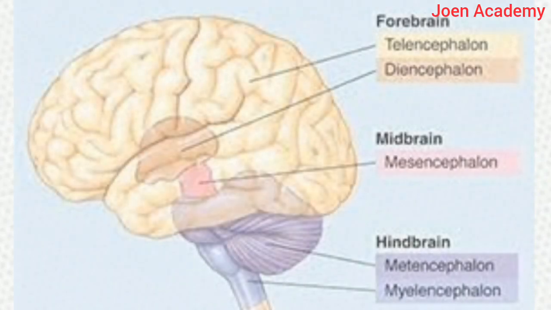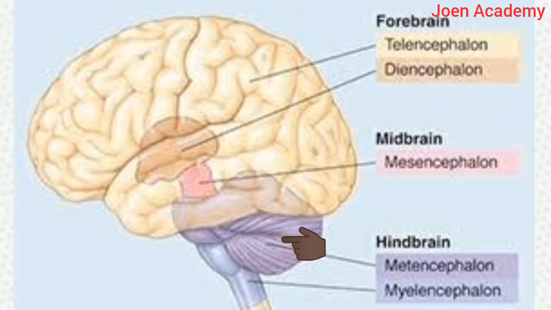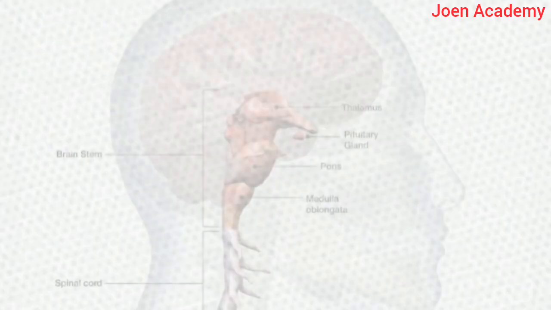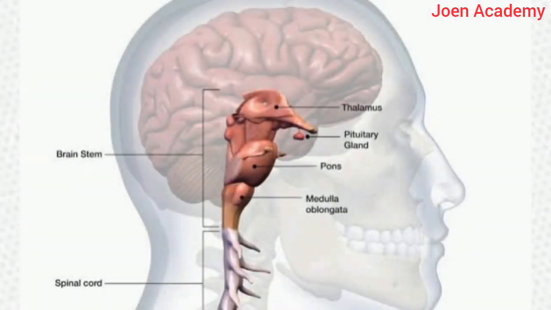The mesencephalon is also known as the midbrain. The rhomboencephalon is also known as the hindbrain. It is further divided into two parts. We have the metencephalon and the myelencephalon. The metencephalon comprises the pons and the cerebellum, whereas the myelencephalon is also known as the medulla oblongata. It is important to note that the midbrain, the pons, and the medulla oblongata are all regarded as the brainstem.